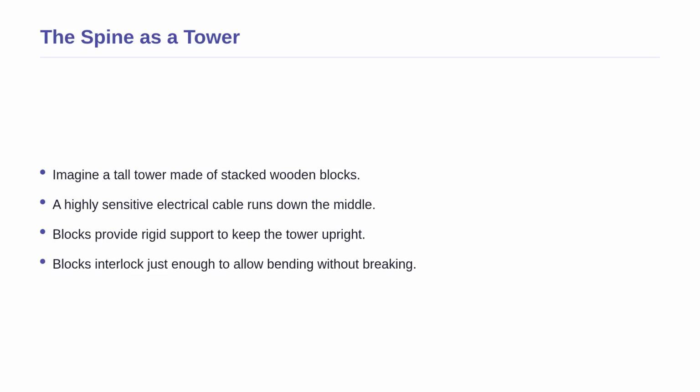To begin, imagine a tall tower made of stacked wooden blocks with a highly sensitive, vital electrical cable running right down the middle of it. If the blocks shift too much, the cable snaps. If they are glued completely solid, the tower cannot bend in the wind without breaking. The bones in your back, called vertebrae, are exactly like these ingenious wooden blocks. They stack to keep you upright, interlock to let you move, and form a thick, bony armor to keep your spinal cord perfectly safe.